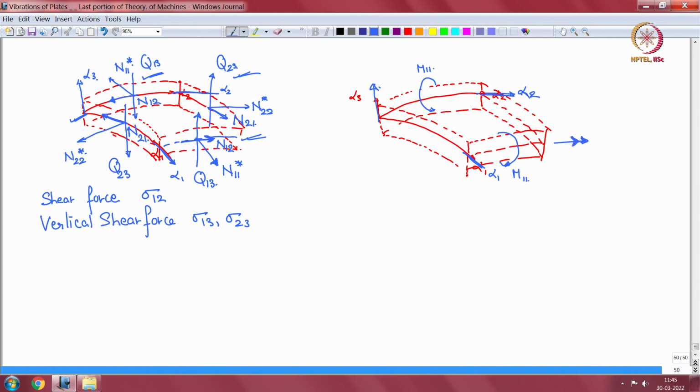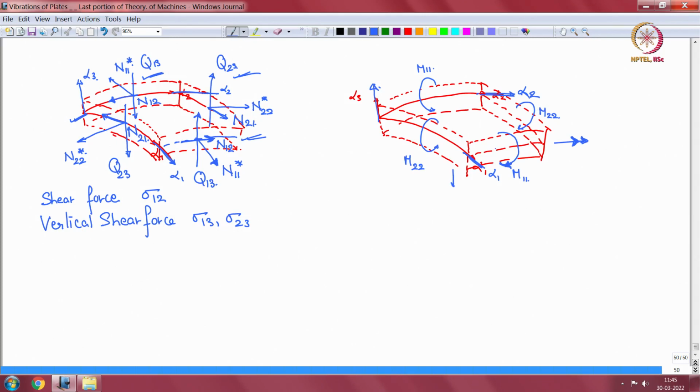The vector will be pointing that way. That's kind of confusing. Similarly, M22, this is M22, this is M22. Okay, the positive moments give negative curvature. It will turn out that that is the right convention. These are positive moments, they give the curvature downwards.